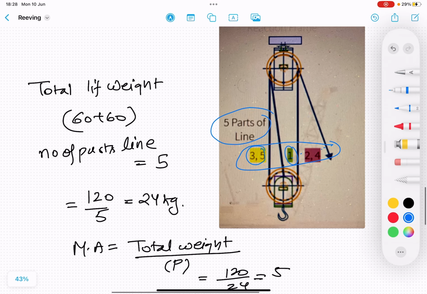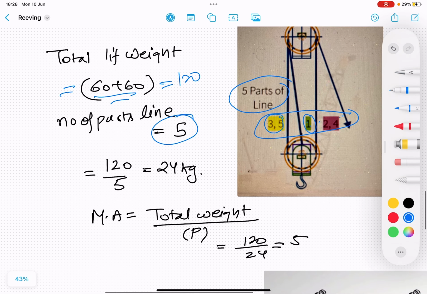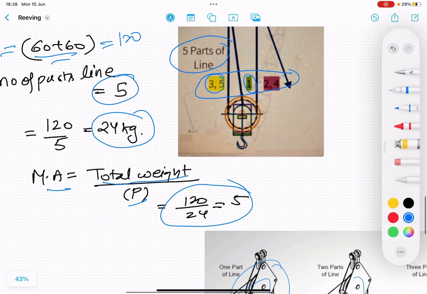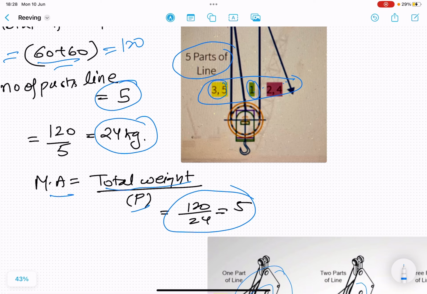So the total weight that we are lifting is 60 plus 60, that is equal to 120. Number of part lines is 5. So the effort we require is 24 kg. Or the second way, we calculate using mechanical advantage equal to total weight by P. So mechanical advantage comes out to be 5. So you have to understand, in the case of the crane, the part line plays a major role.